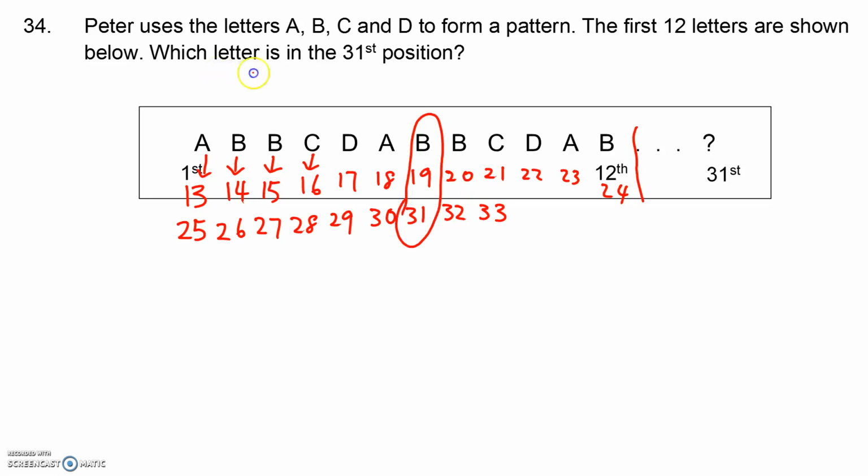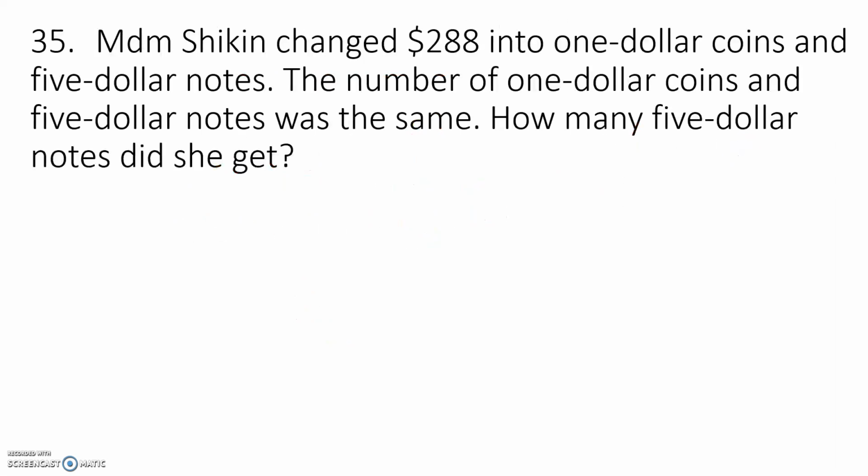So what letter is in the 31st position? It will be the letter B. Okay, so you can actually do it by listing out all over again to get the 31st position. Now let's go to question 35.